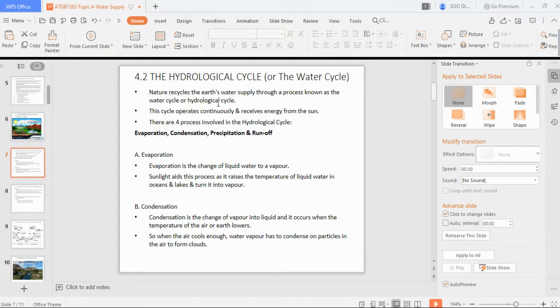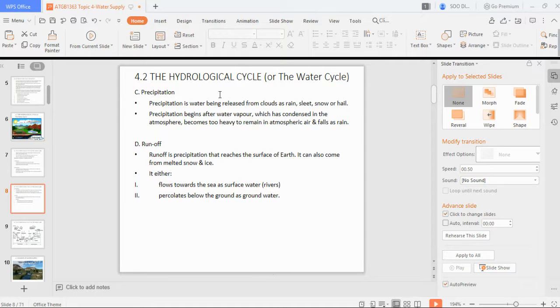So there are four processes to it. Evaporation, from liquid to vapor to gas, to the cloud. Then you have condensation, where the vapor is cooled down and turns back into a liquid, which is the cloud. And then it starts to rain, and precipitation is where it starts to rain, and then you have runoff. So these are the four stages in which the water cycle happens in the nature all around us.